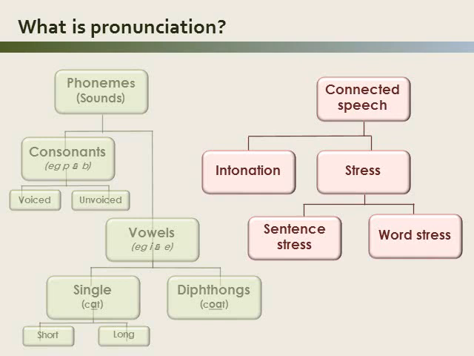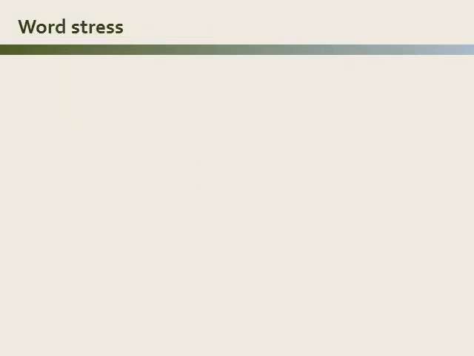So let's have a look at the various aspects of connected speech in English. The first thing is word stress, and word stress is absolutely crucial to understanding because English listeners, native speakers, listen to the stressed part of the word to make sense of it.